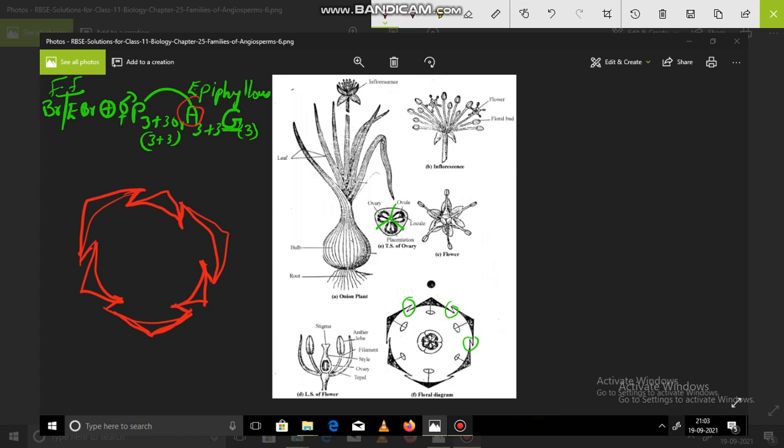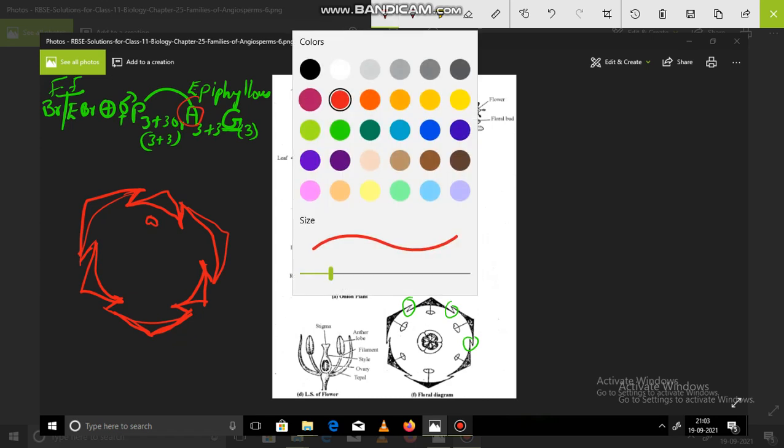So how many stamens? We have 6, which are arranged in 3+3 condition. So let's draw the 6. First let's draw the inner one. I'll choose another color to draw, let's say blue.